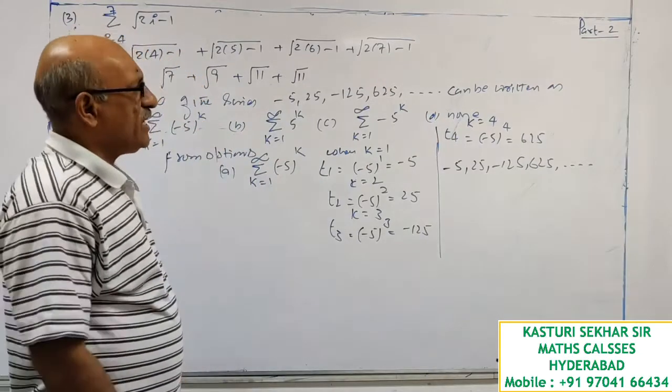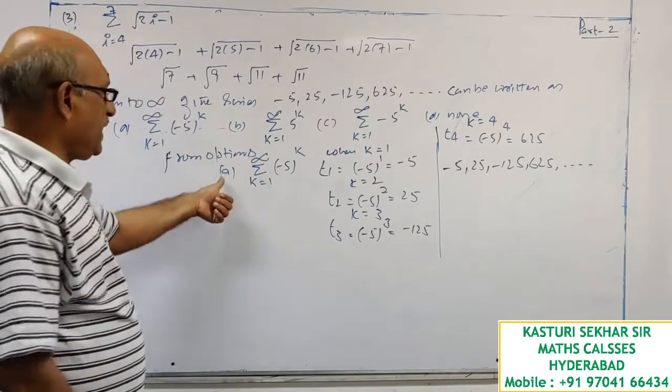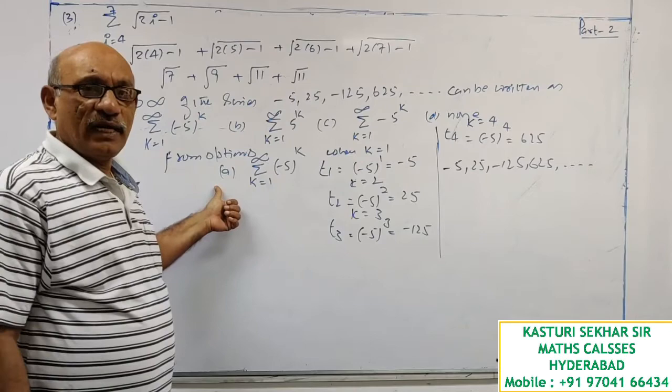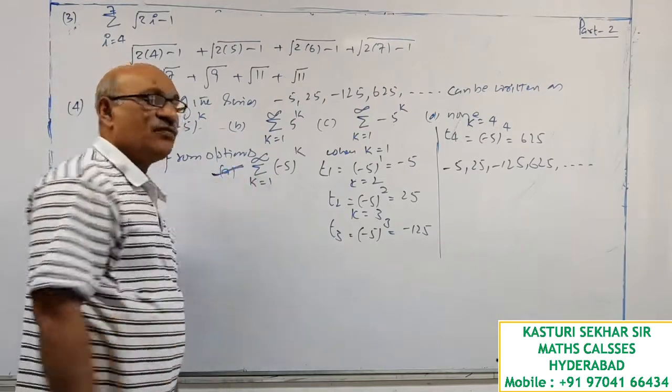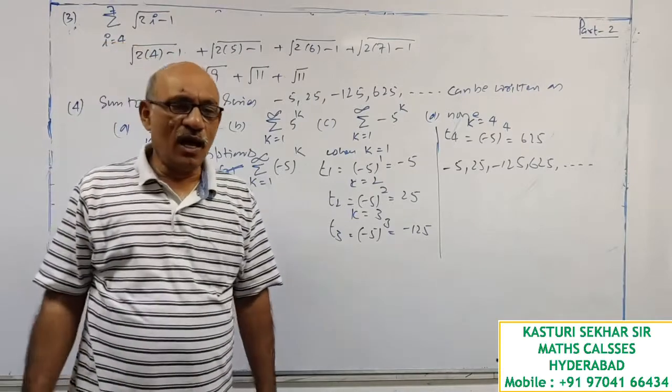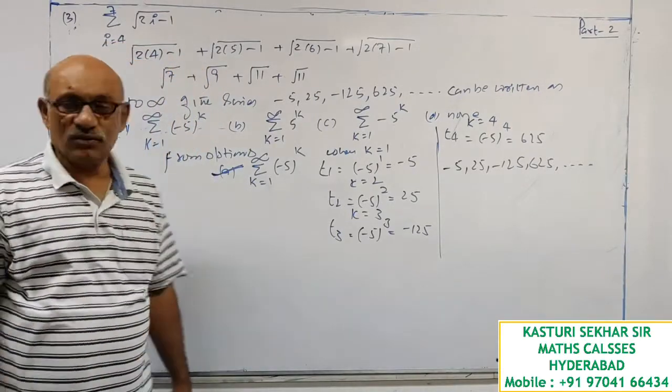So we are able to generate the given sequence when I take option A and replace k is equal to 1, 2, 3, 4. Therefore, option A is the answer to the given question.